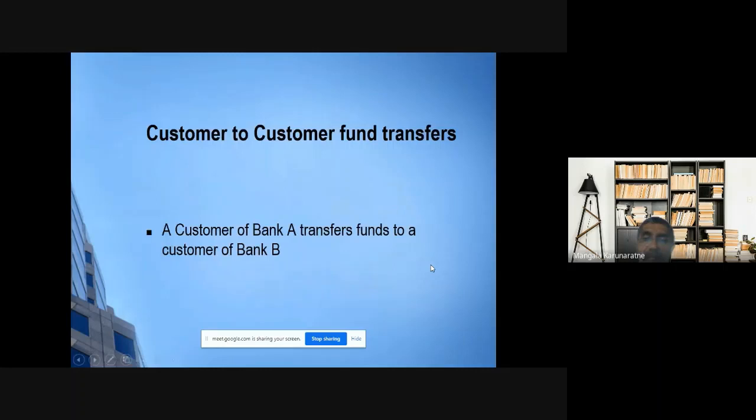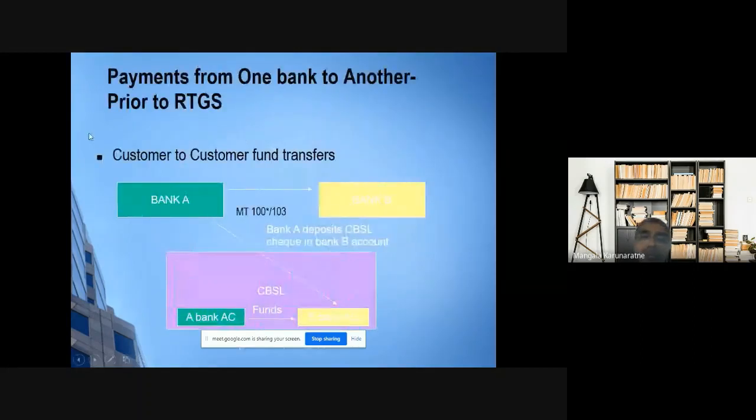Customer to customer fund transfers. As I explained, a customer of Bank A transfers funds to a customer of Bank B. So now this is again Bank A and Bank B. So Bank A will send MT103 now. Actually, I think prior to November 2003, it was MT100. So MT100, right?